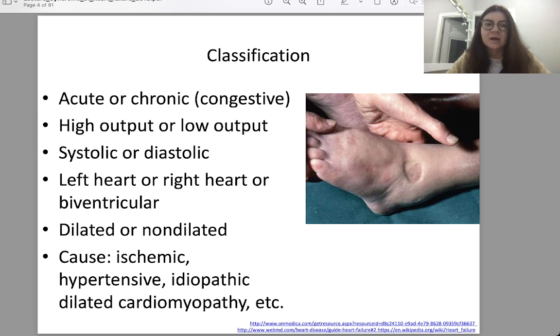Classification. It can be acute or chronic. We talked about it. Chronic heart failure is another name for congestive heart failure. It can be heart failure with high output and low output. It can be systolic or diastolic, left or right heart, or biventricular. It can be dilated or non-dilated, and according to cause, it can be ischemic, hypertensive, idiopathic, dilated cardiomyopathy, etc.